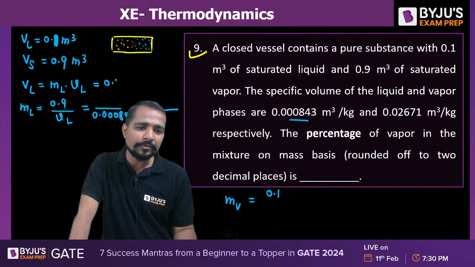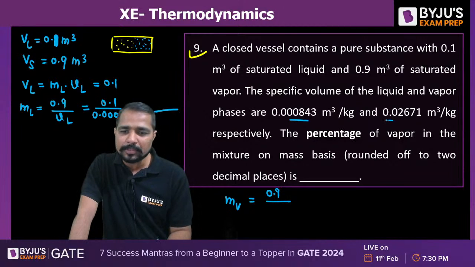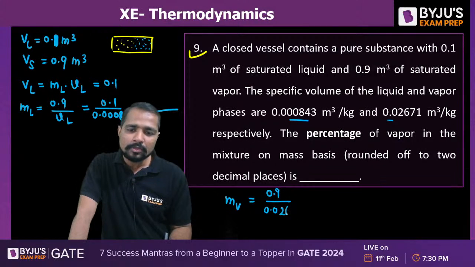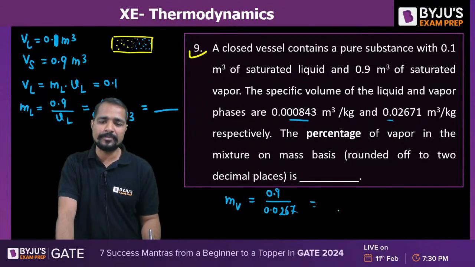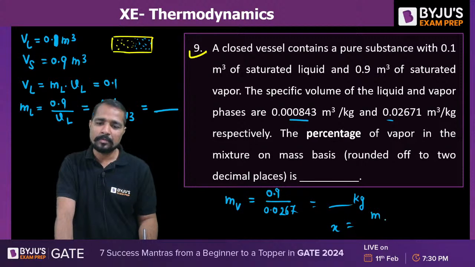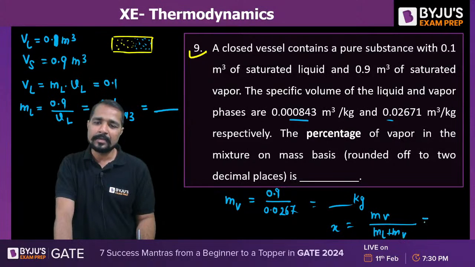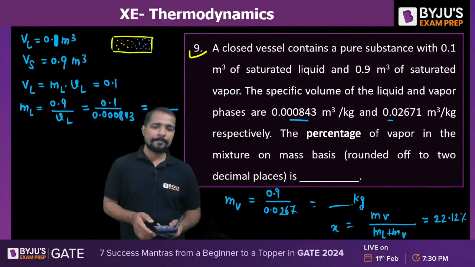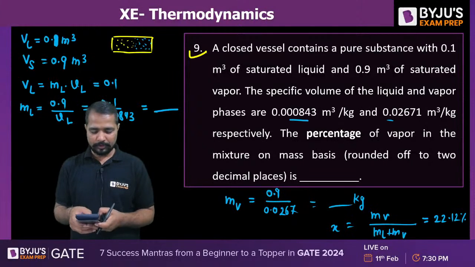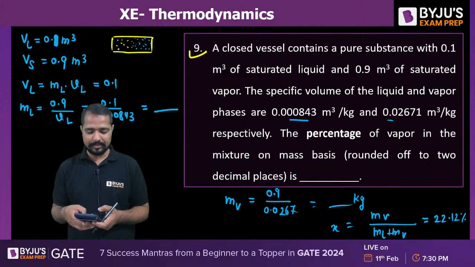Because this one is 0.1, this one is also 0.1, this one is 0.9 divided by, what is this? 0.0267. After that, you substitute this value, kg, then dryness fraction will be equal to mass of the vapor divided by mass of the liquid plus mass of the vapor. Percentage will be equal to 22.12%. Is it or not? 22 point this one. If you want to check, we can write 0.9 divided by 0.0267.